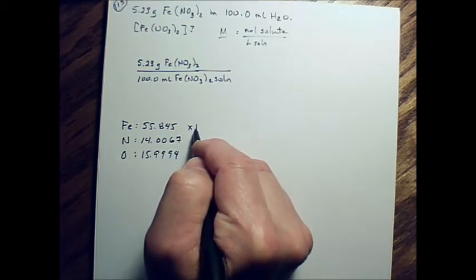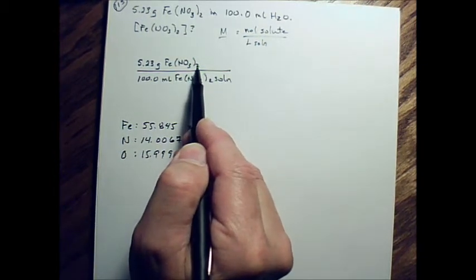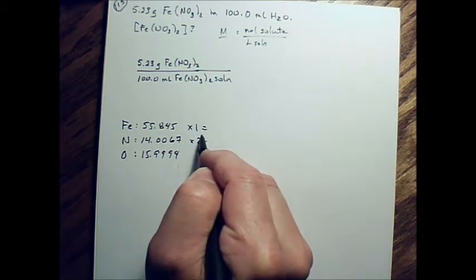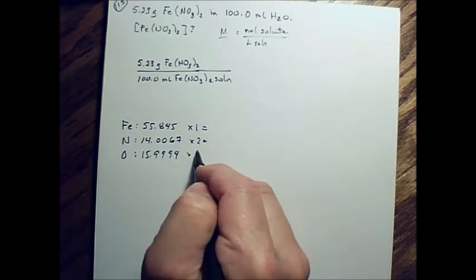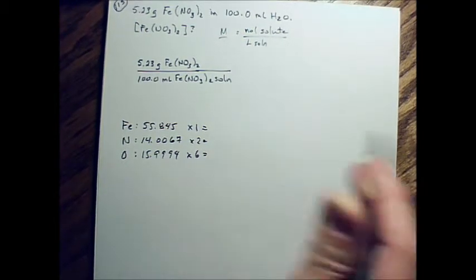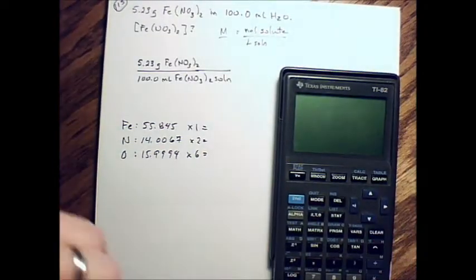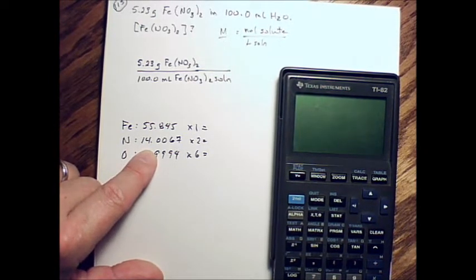All right. We only have one iron, so I'm going to multiply this times 1. We have 2 nitrogens in the formula. This 2 outside the parentheses multiplies everything inside, times 2. And then we have 2 times 3, or 6 oxygens here. Okay? And so we're ready to do the math to find what numbers go in those slots. All right. So let's see, 14.0067. Hey, there it is.